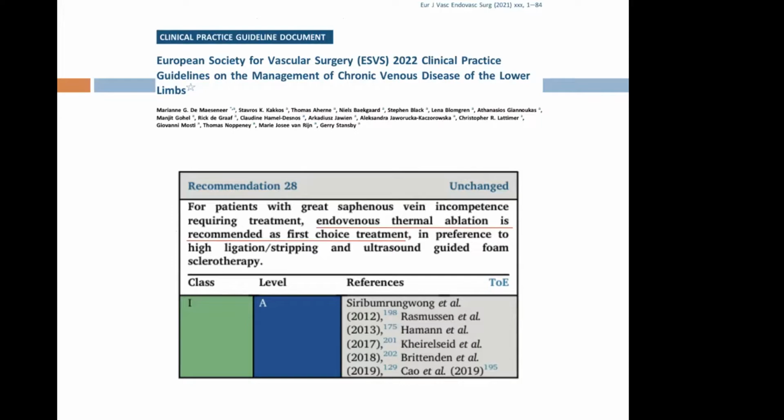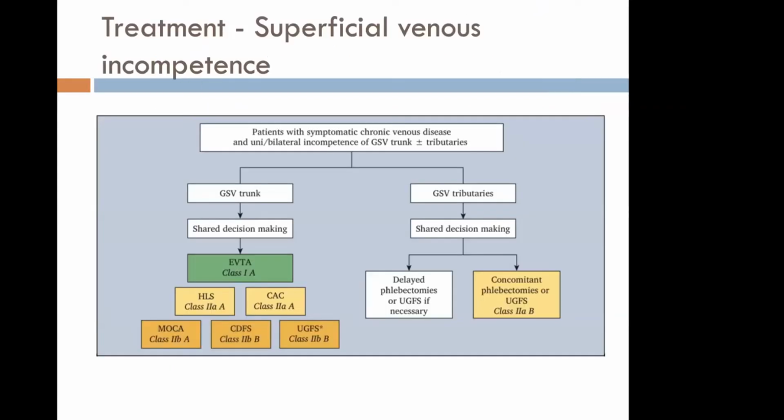Now, if you look at the guidelines, and these are the guidelines we use, these are the 2022 ESVS guidelines on chronic venous disease. These guidelines actually recommend the use of endovenous thermal ablation as the first choice of treatment, in preference to high ligation and stripping, or even those other non-thermal modalities. You can move on. So this is the way to go.